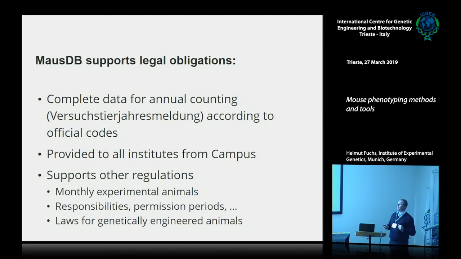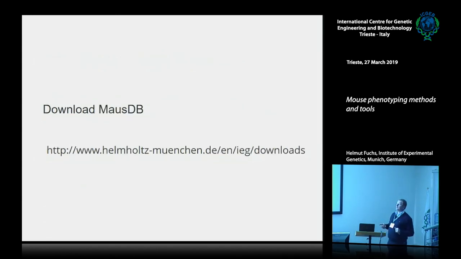That's also why on the whole campus of Helmholtz Munich, all institutes now use our system, and it supports us also for other regulations like monthly countings or who is responsible, who has permission to do which kind of experiment. Or for genetically engineered mice, you have to have additional information, so that's also organized by the system. And the good thing for you is the system is open for everybody, so you can download it and use it also for your facility. Okay, take pictures.